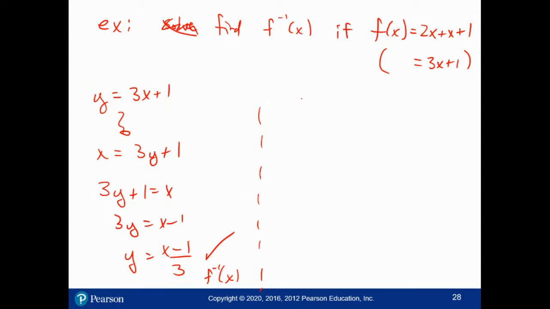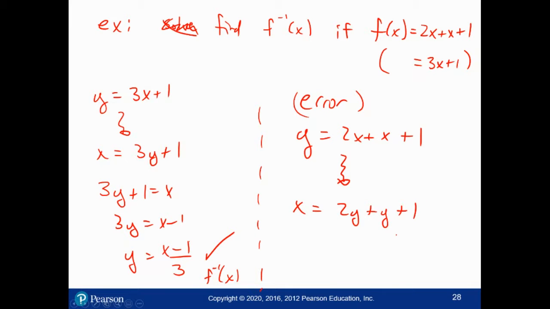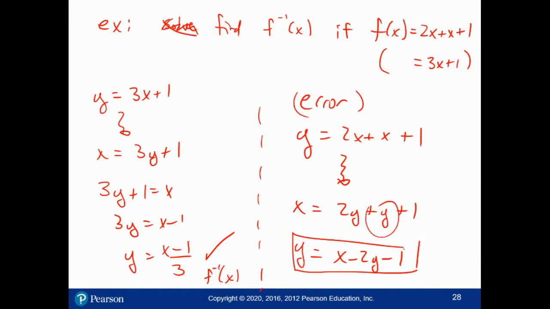But here's a sort of common error that some people might make. If I had written it as y equals 2x plus x plus 1, because I didn't do that simplification, which isn't required, you don't have to, then you swap them, and I'd write x equals 2y plus 1, because I replace all my x's with y's and vice versa. Then I'd say, oh, I just need to solve for y. So here's a y. If I subtract everything else over, I get x minus 2y minus 1, and I'd say, hooray, I'm done. But this is bad because this right-hand side has a y in it.